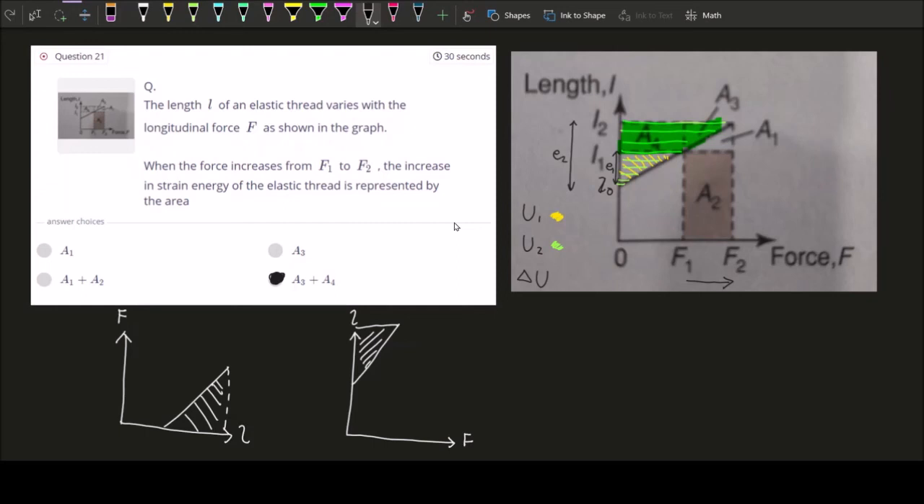If you are not sure how this graph is formed, make sure you refer back to question 20 to see how we shift the graph. It's all based on the force-elongation graph actually. So that's all for question 21. Let's move on to the next question.